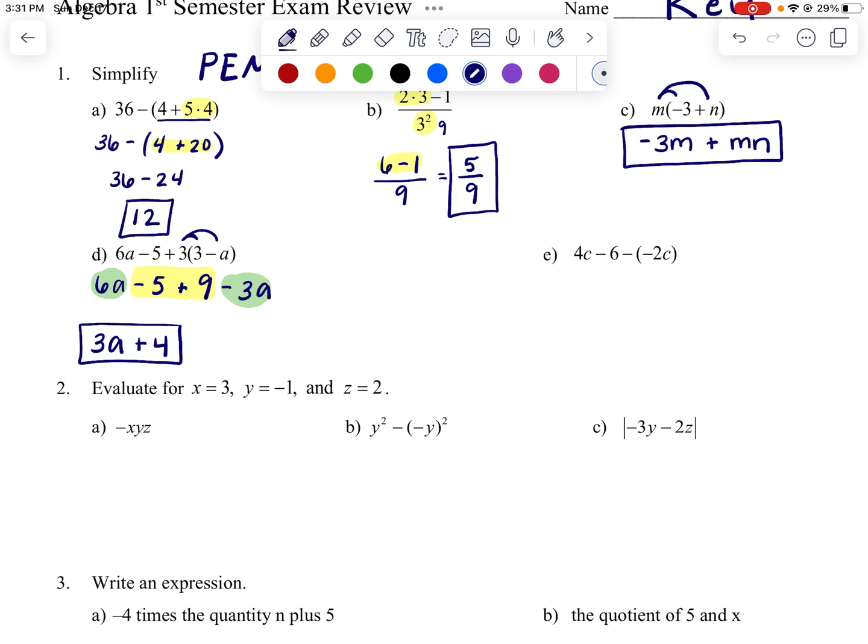The last one, we need to pay attention. This is a negative times a negative. So it's not minus, well, you could also say minus a negative, but it's really negative 1 times negative 2c. And 2 negatives make it positive. So I'm just going to rewrite this. 4c minus 6 plus 2c. And again, combining like terms, I have 4c and 2c, which is 6c minus 6.